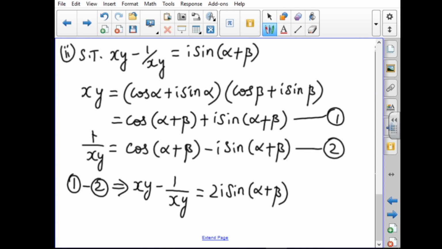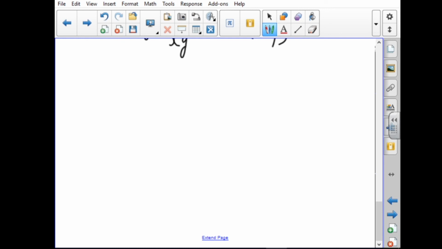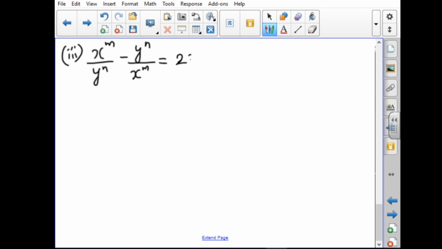Now we can go to subdivision 3. For the first two subdivisions, there is no power of x. Now, in the third subdivision, we have the powers: x power m by y power n minus y power n divided by x power m is equal to 2i sine of m alpha minus n beta. This is to be proved.